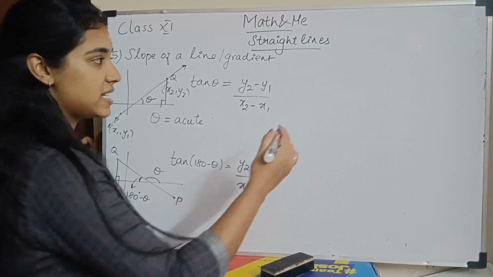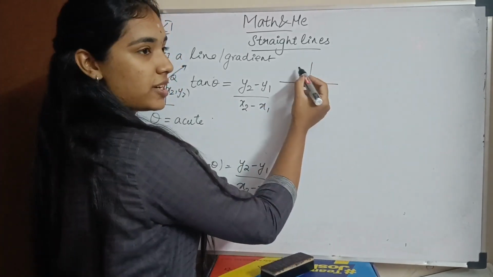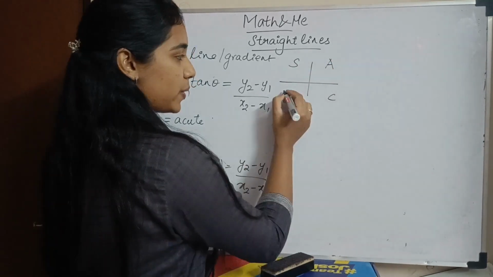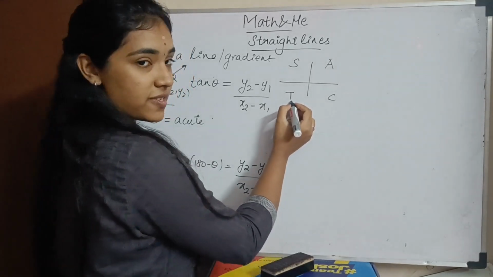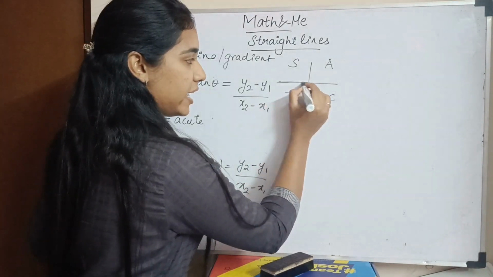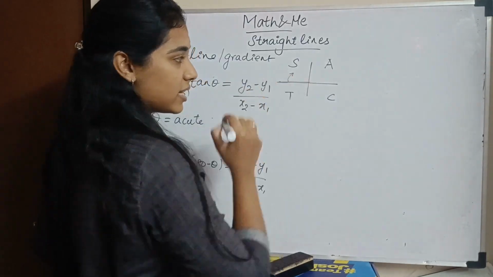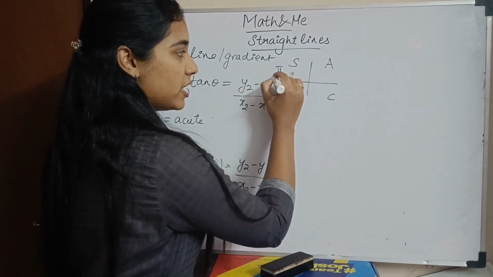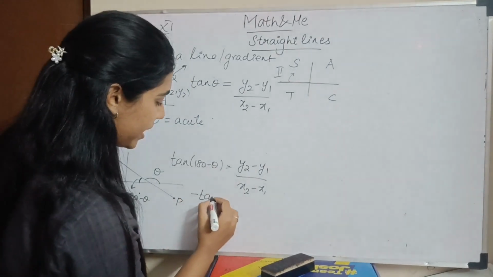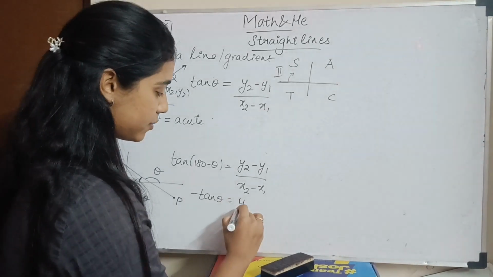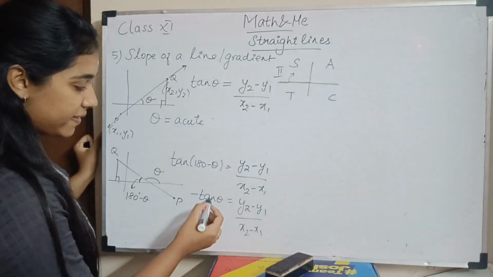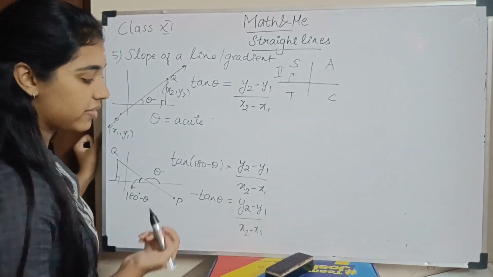What is tan of 180 minus theta? You know this is the first quadrant, second quadrant, third and the fourth quadrant. All Silver Tea Cups. So in this particular quadrant, tan is positive. 180 minus theta, meaning the particular angle lies in the second quadrant, where tan is not positive. So tan of 180 minus theta is nothing but minus tan theta, which is y2 minus y1 divided by x2 minus x1. So tan theta is nothing but minus of y2 minus y1 divided by x2 minus x1.